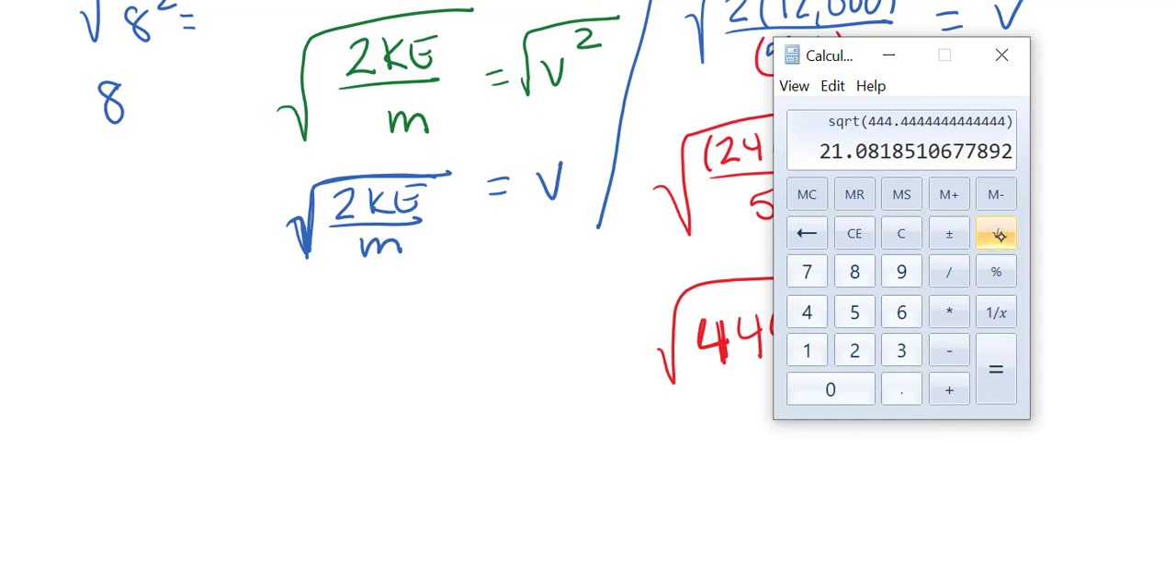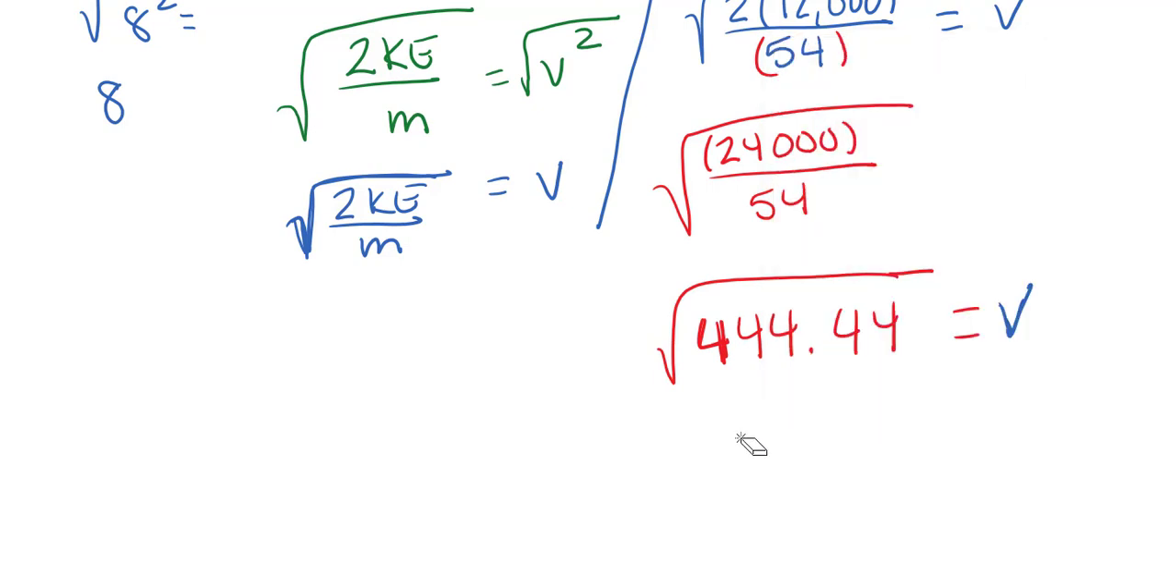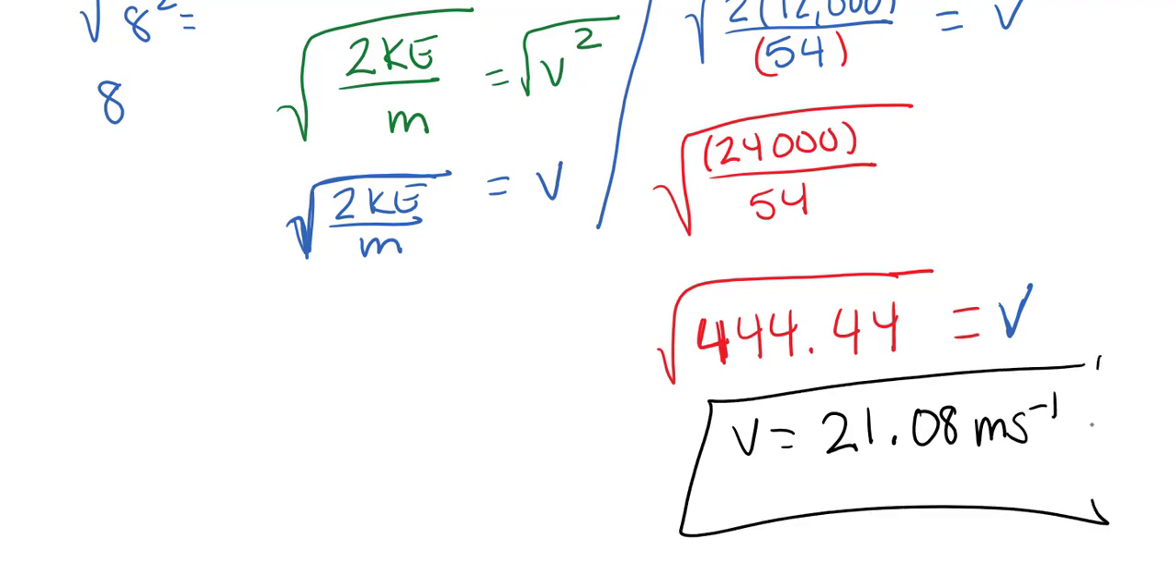So if we take the square root of 444.44 and continue on, this is 21.08. So we get our v, which is then v equals 21.08 meters per second, or we can show it like this. So this would be our final solution. Now let's do another example.